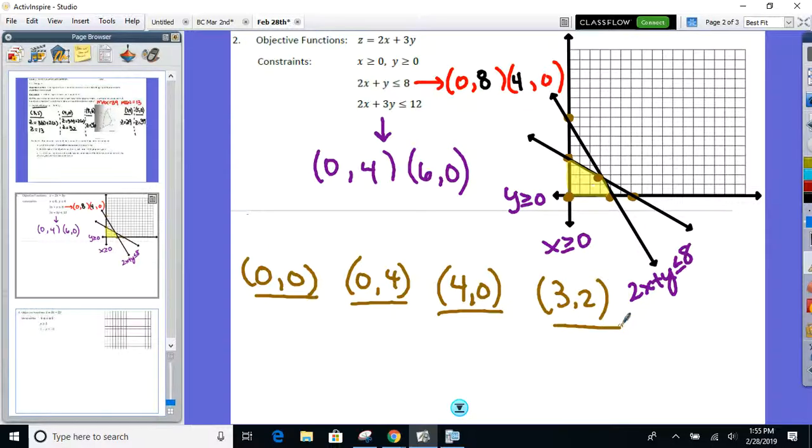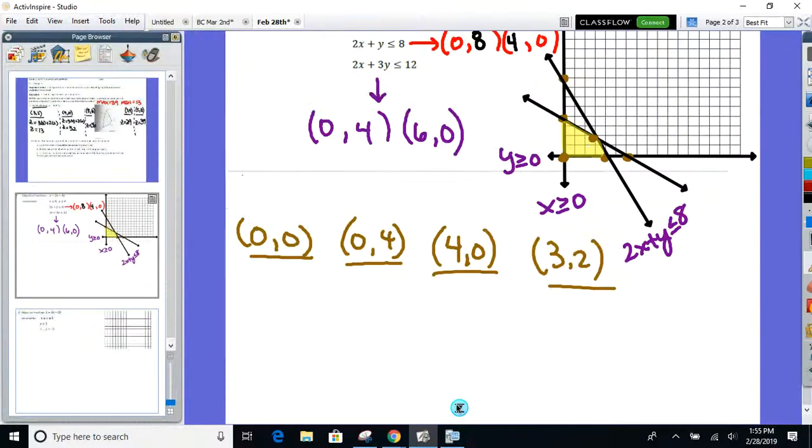And just like we did for the last problem, you're going to take the objective function, 2x plus 3y, plug in x and y, and let's find out where the max and the min are. Or just max, it says on this one.